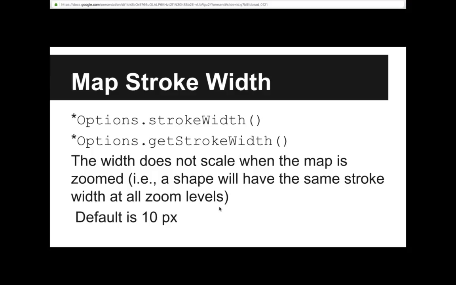pixels, 20 pixels, and it does not scale when the map is zoomed. So for example, if I zoom in on the border, it's always going to be 10 pixels. If I zoom out, it's always going to be 10 pixels. If I zoom out so I can see all of the United States, what I'm basically going to get is a black or red, whatever color you have it, box. So again, it doesn't scale. It always stays 10 pixels.